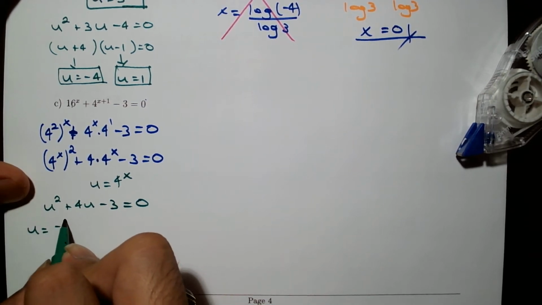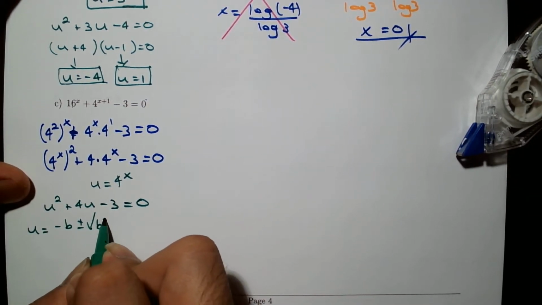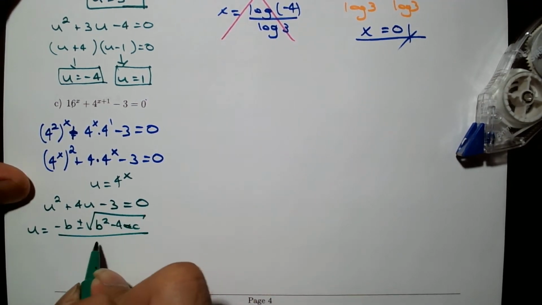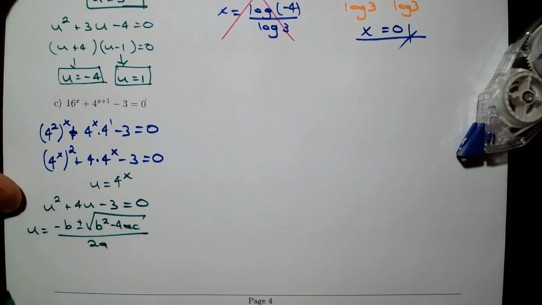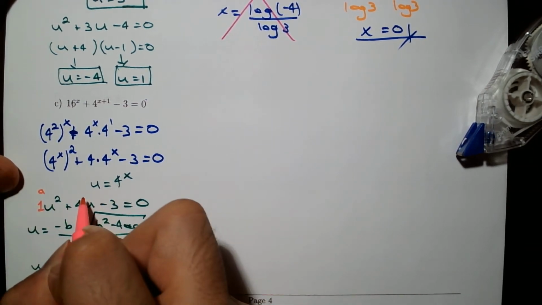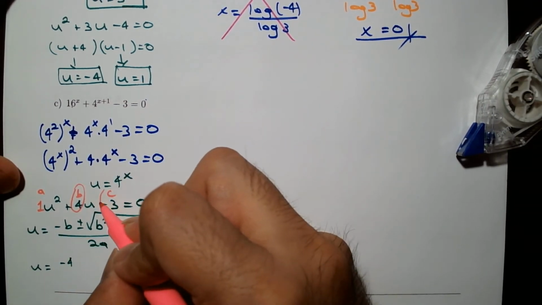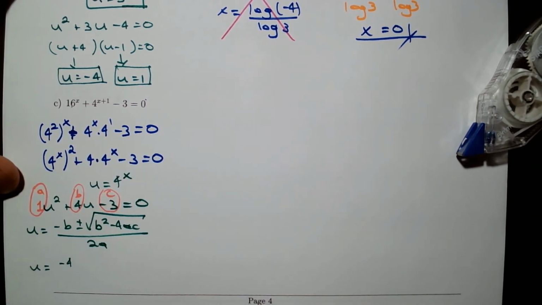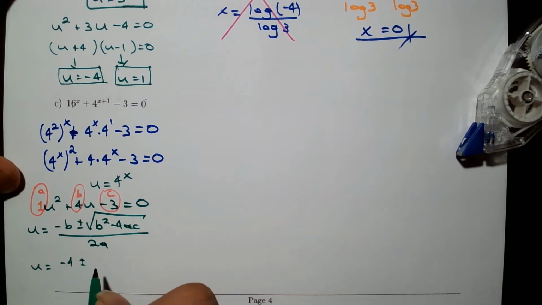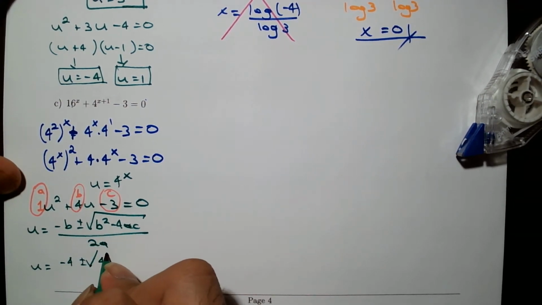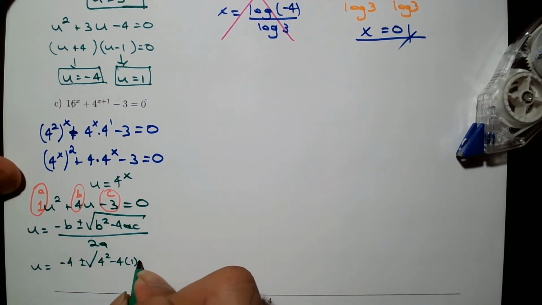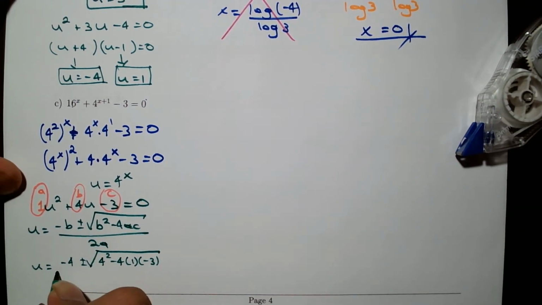u equals minus b plus or minus the square root of b squared minus 4ac, divided by 2a. All right, so I'm going to label this: a is 1, b is 4, and c is negative 3. Let me circle them so you can relate them easily. So u equals minus 4 plus or minus the square root of 4 squared minus 4 times 1 times c, which is negative 3, divided by 2 times a, which is 2 times 1.